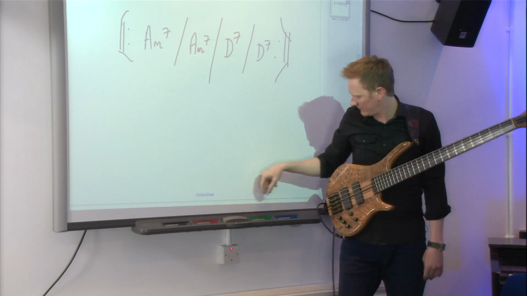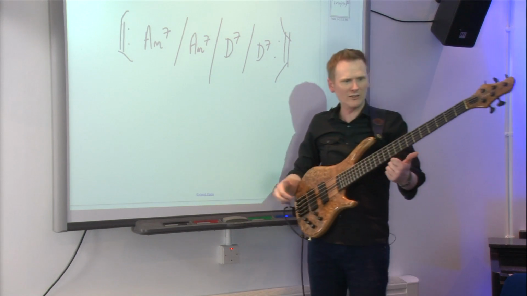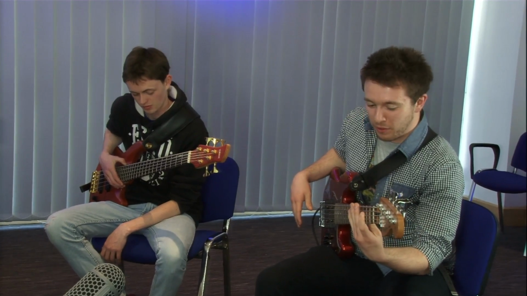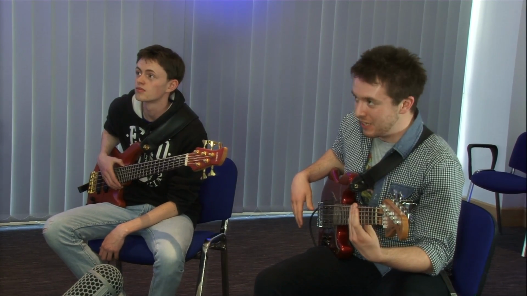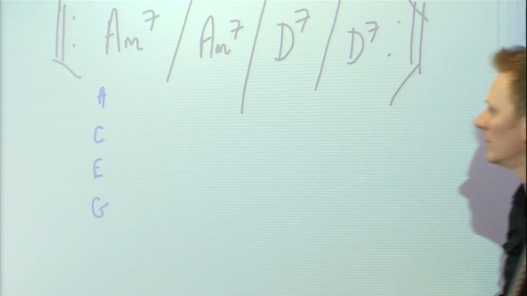So, Ed, question to you, my man. What are the chord tones of an A minor 7? The root is A, obviously. I'll have that one. And you've got the minor third, which is a C. Yeah, cool. Fifth, which is an E. Yeah. And the 7th, which is a G. Okay, fantastic. Right, Mike then, over to you.